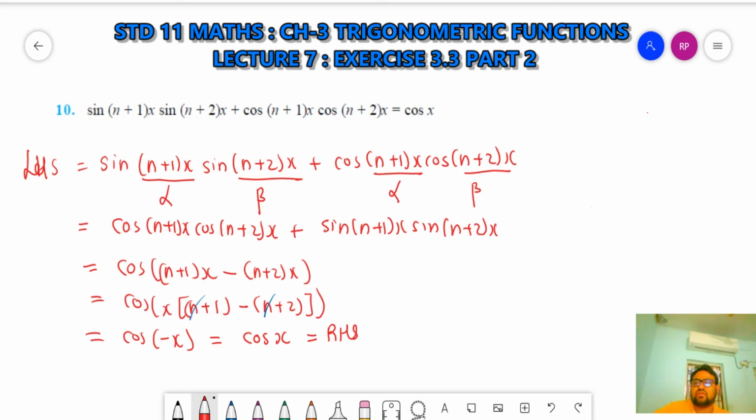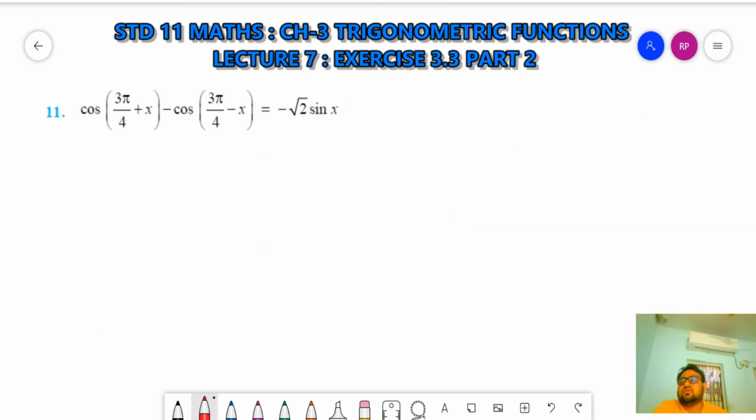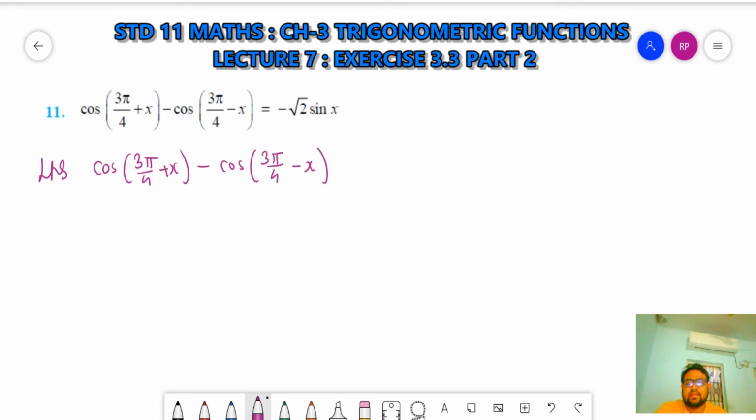Okay, now let's move to the next, that is question number 11. Cos (3 pi by 4 plus x) minus cos (3 pi by 4 minus x) equals minus root 2 sin x. You have to prove this. Okay, let's start with LHS. Cos (3 pi by 4 plus x) minus cos (3 pi by 4 minus x). Sorry, here it's plus x and here it's minus x.